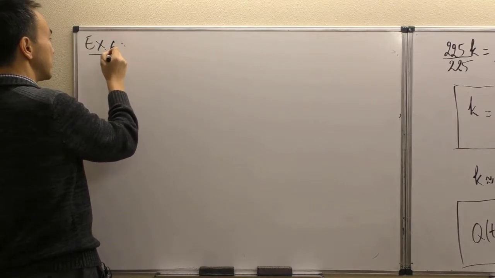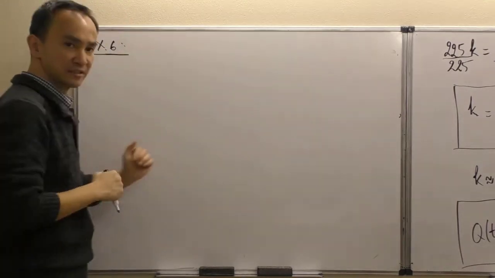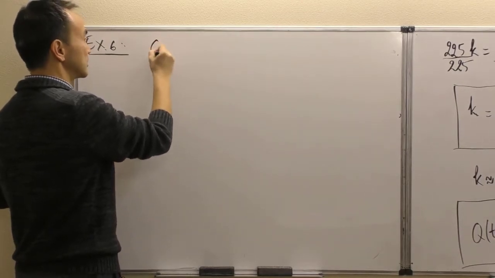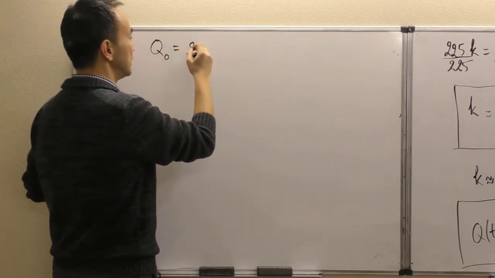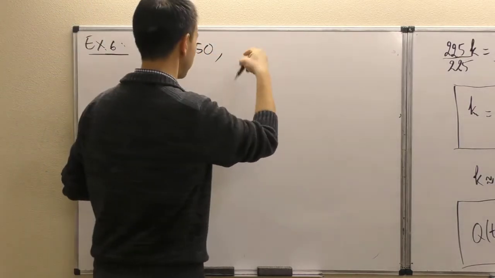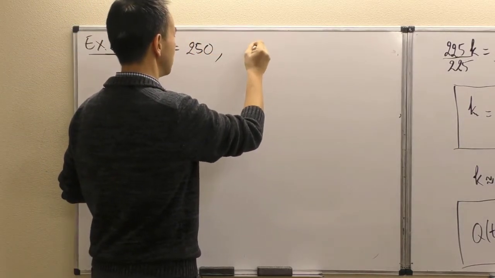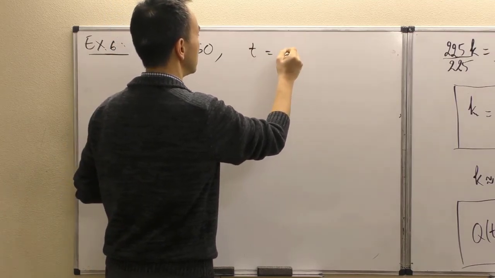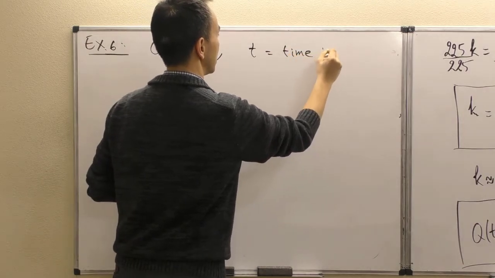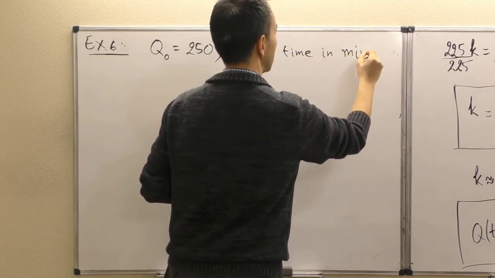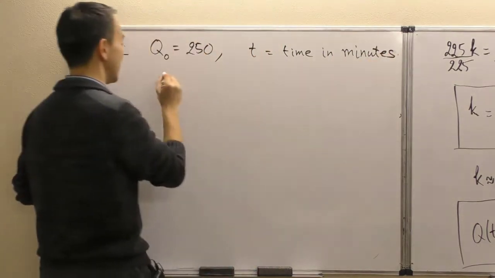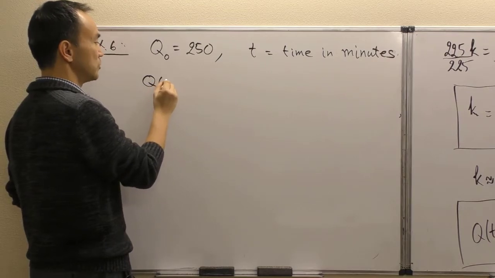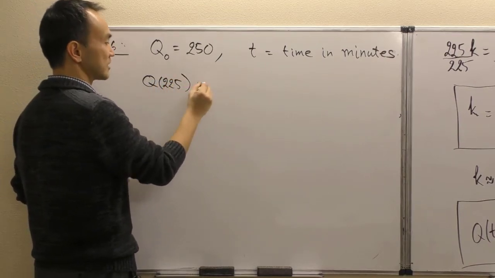And so, still in example 6, allow me to keep the information as brief as possible. We had Q sub 0 being 250, and time t is in minutes. And we have the quantity saying that when t is 225 minutes, it equals 32.